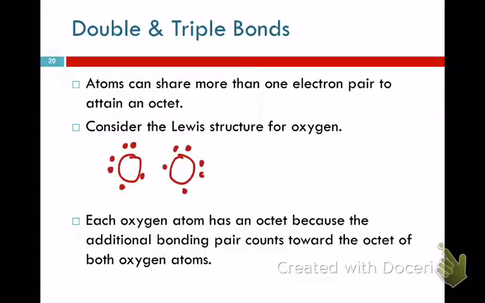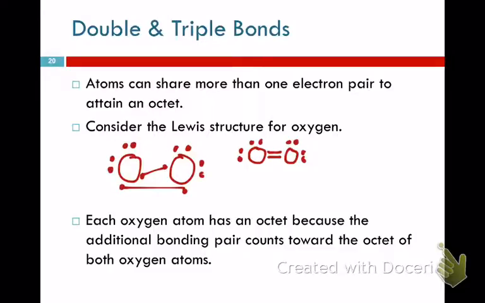How many does each need? 2, right? But they each have 2 unpaired, right? So if you do it like this, you can go like that and like that. And then you take care of the octets for both, okay? So we would draw it like this. And now they're sharing 2 pairs of electrons. So we call that a double bond.